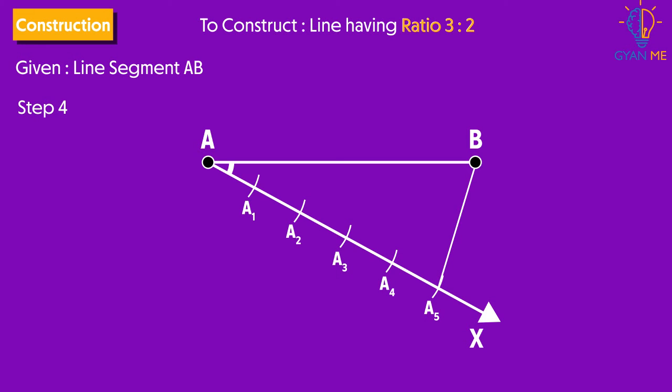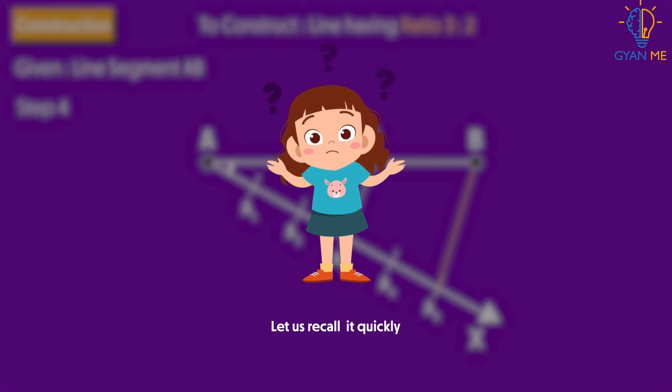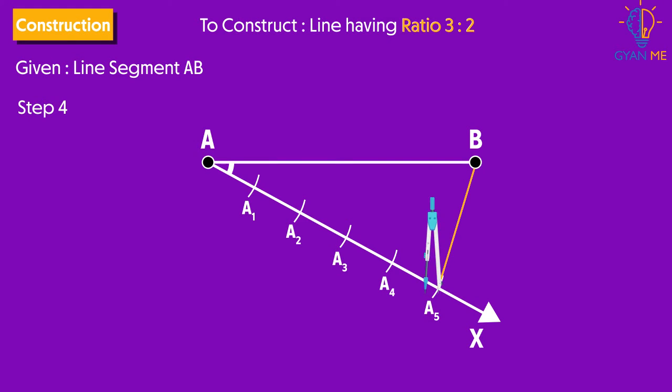Step 4. Draw line A3C parallel to A5B, intersecting AB at point C. I am sure you already know how to draw parallel lines, but by chance, if you don't, let us quickly recall it. With A5 as center and any suitable radius, draw an arc. It cuts AX at M and A5B at N.